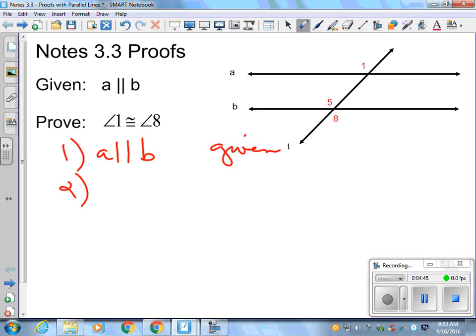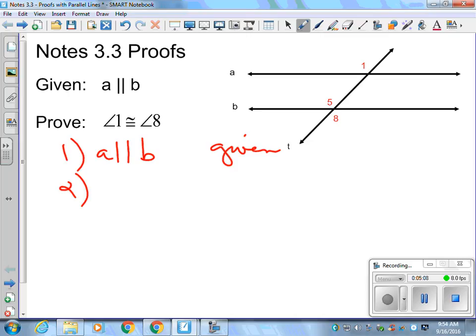So, back to this proof. I really want to focus not on the 1 and 8 right now, but on anything else I know about this problem. So tell me something about the angles in the problem besides the 1 and the 8. 5 and 8 are vertical. Okay, that's a good choice.